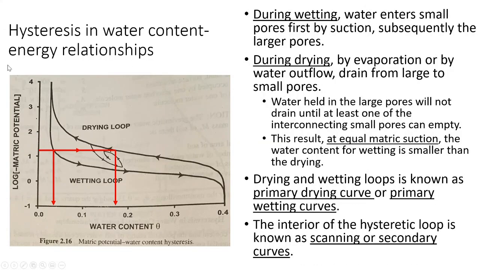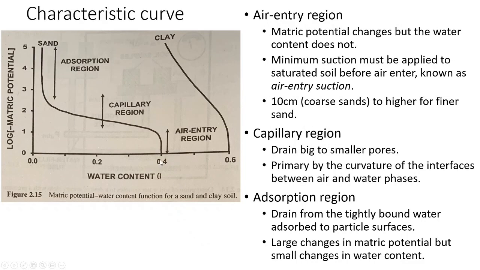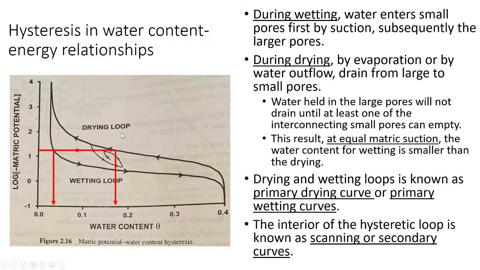Okay, so here is the hysteresis in the water content and energy relationship. In the previous graph, I showed you only a single characteristic curve for sand and clay. But in reality, sand can have two curves. One is for drying, and the other one is for wetting. Similarly, the same observation can also be reported for clay. You can have one for drying and the other one for wetting. Here is an example showing one typical soil going through a drying loop and also a wetting loop.